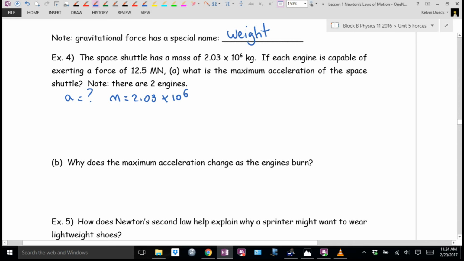Now I say, aha, I'm thinking forces, not VF and VI and AT. I've got an M in the equation. Did they also by chance give me a force? 12.5 what? What's mega the same as? 10 to the what from your sheet? 10 to the what? Sixth.